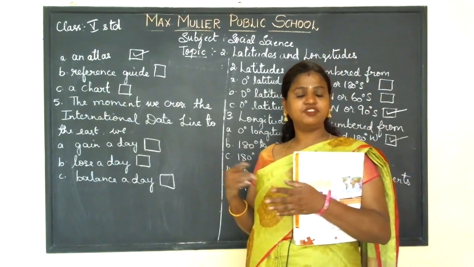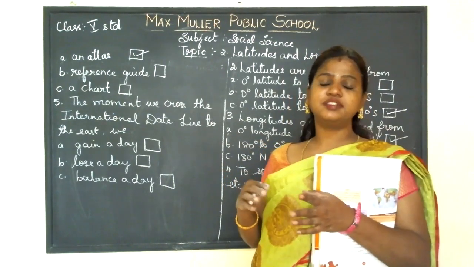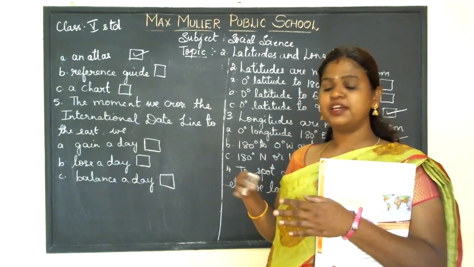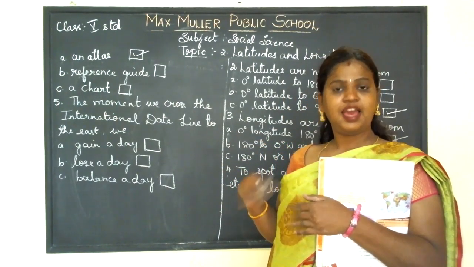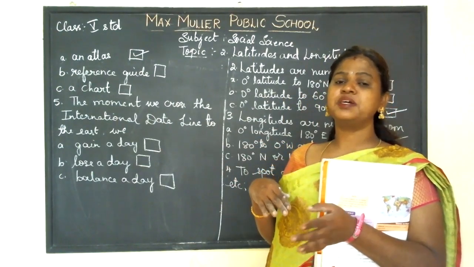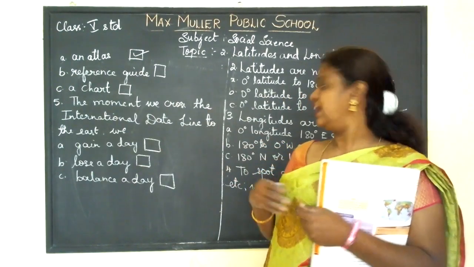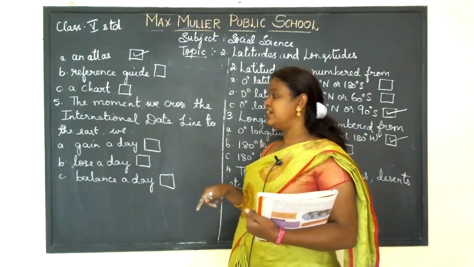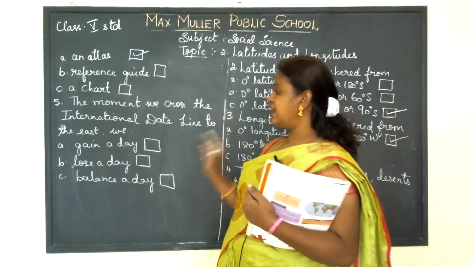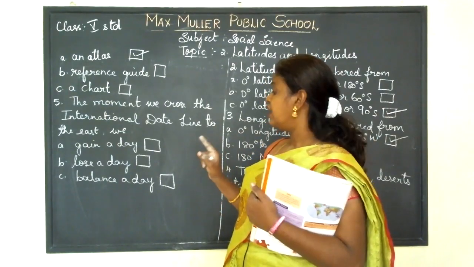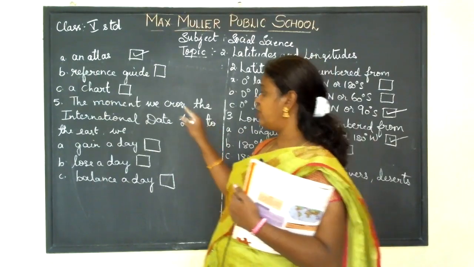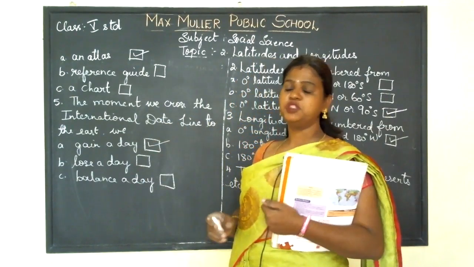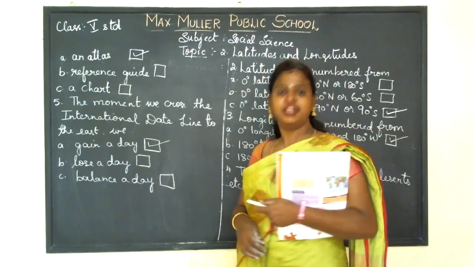After the next day, after 24 hours, what happens? When the sunlight falls on the western hemisphere, it gains a day. And when there is no sunlight in the eastern hemisphere, it loses a day, it becomes night. So the moment we cross the international date line to the east, the options are A, gain a day, B, lose a day, C, balance a day. So when we go to the east, we can gain a day. The answer will be gain a day.